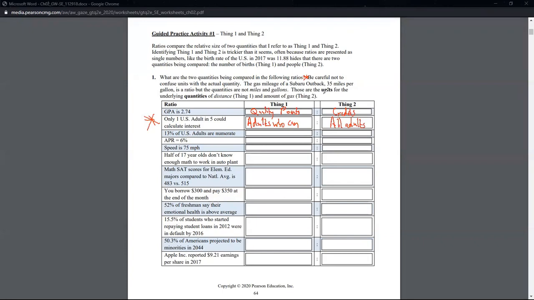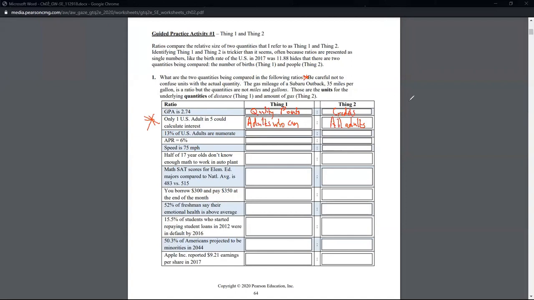This is a very important type of proportion where we're comparing a part of something to an entire population. So 1 out of 5 can calculate interest. That means there's 1 adult who can to 4 adults who can't, for a total population of 5. If there were 10 people, 2 would be able to calculate interest and 8 would not, but that ratio would be 2 to 10, 2 adults who can out of all adults, which you could reduce to 1 to 5. If I had 100 people in total, 20 would be able to calculate interest and 80 couldn't.